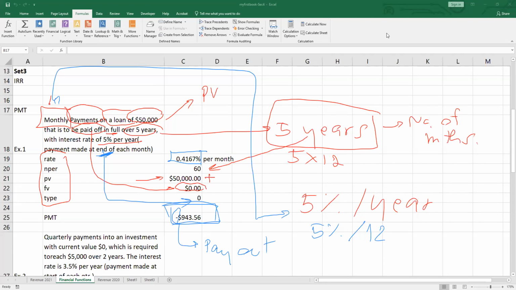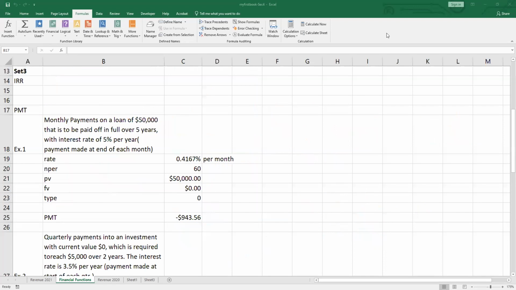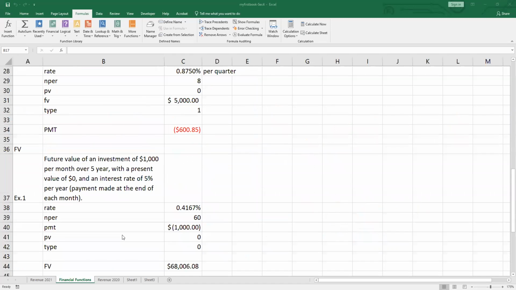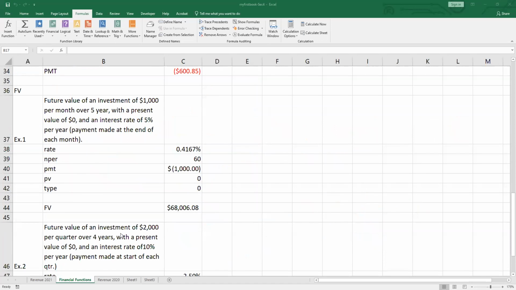This is what we learned for the PMT. After that, we talk about the function that is FV, or future value. The FV function talks about the value of the money in the future. It depends on the contract. How long does it take?